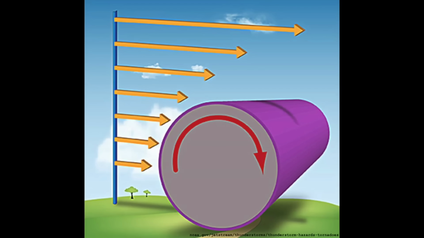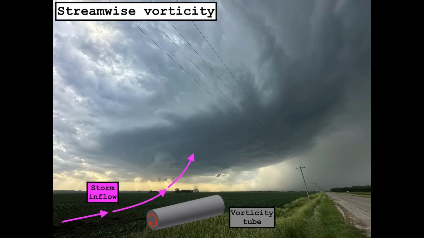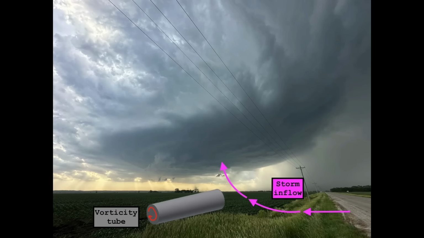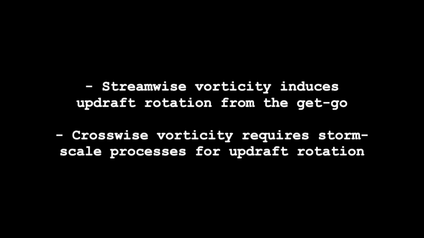Vertical wind shear creates horizontal, rotating tubes of air, which is a manifestation of horizontal vorticity or spin. When the wind feeding into a storm blows parallel to these tubes, the wind itself is spinning and the vorticity is considered streamwise. When the wind blows perpendicular to these tubes, the wind itself is not spinning and the vorticity is considered crosswise. Streamwise vorticity ingested by a storm induces updraft rotation from the get-go, whereas many storm-scale processes must occur before an updraft in a crosswise vorticity environment can attain rotation.